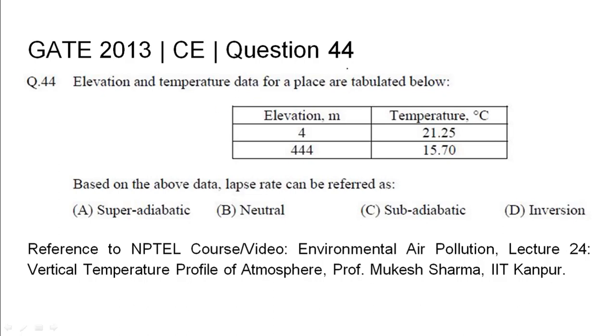2013 Civil Engineering Question 44. Elevation and temperature data for a place are tabulated below. So for an elevation of 4 meters, the temperature is mentioned as 21.25 degrees Celsius, and for an elevation of 444 meters, the temperature is given as 15.7 degrees Celsius. Based on the above data, the lapse rate can be referred as.